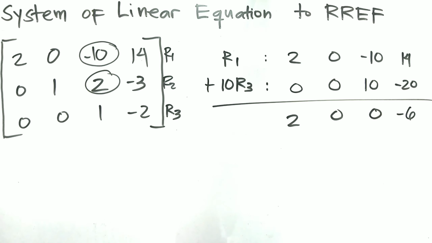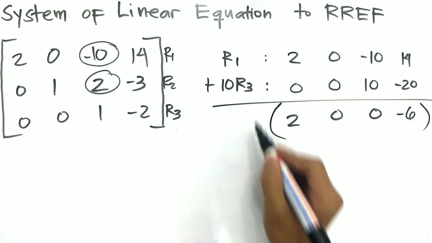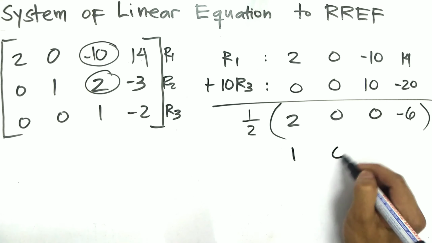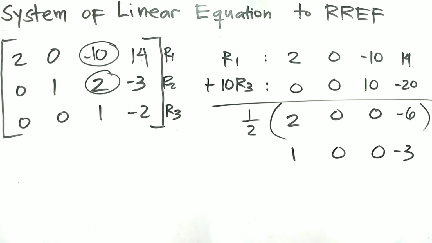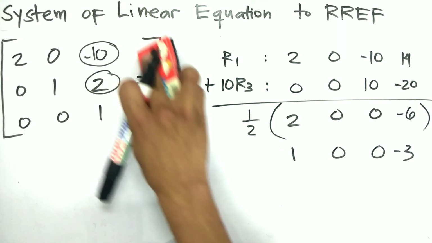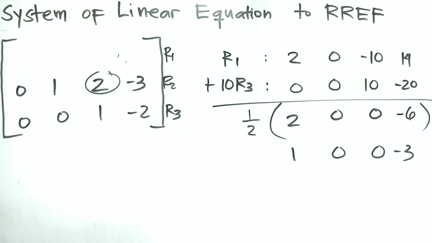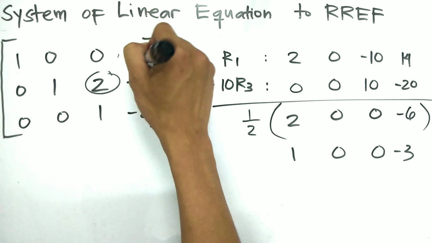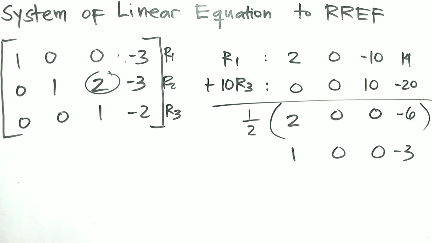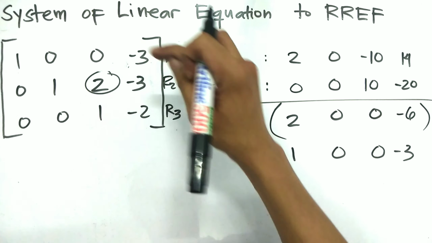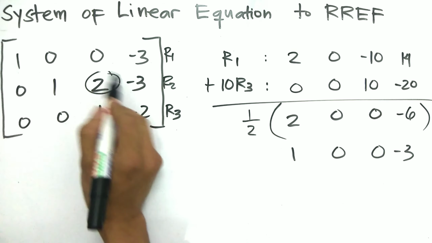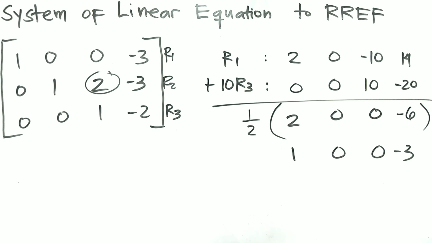We can still change this by multiplying it by a factor 1/2. So this would be 1, 0, 0, and negative 3. So we have now transformed our row 1 into 1, 0, 0, and negative 3. We have satisfied the condition for the reduced row echelon form for row 1. You only need to change this value into 0.